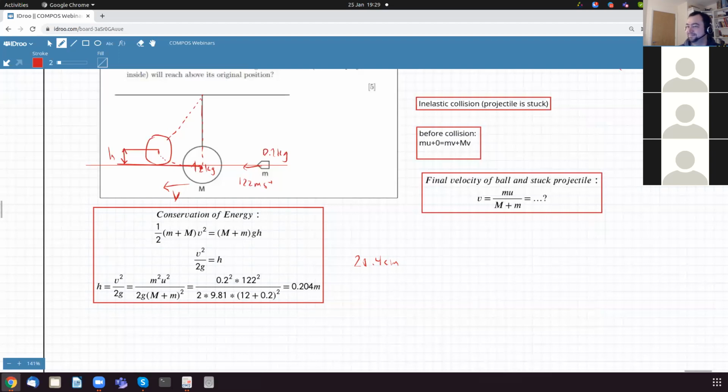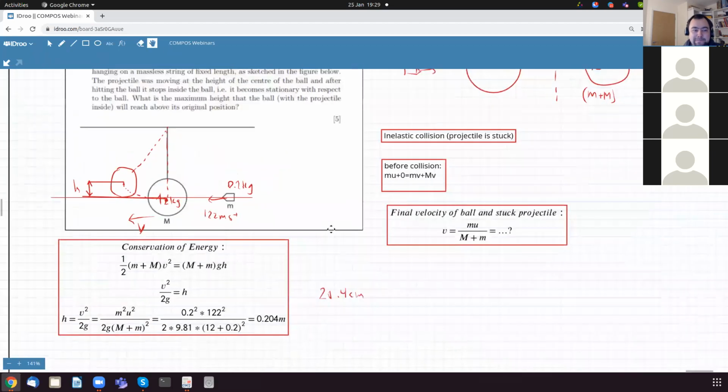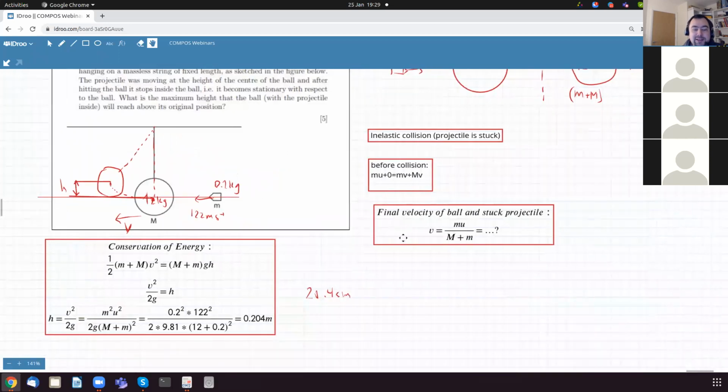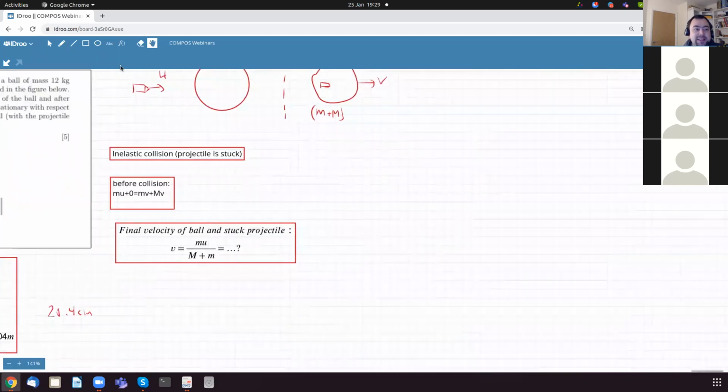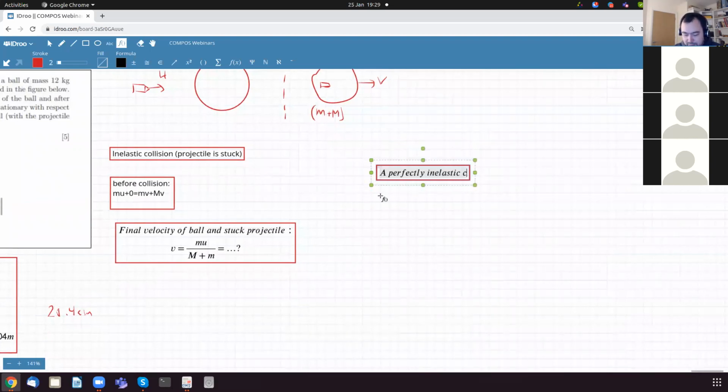Can I just ask a quick question? Yep. How did you know that when the projectile got stuck into that ball, the collision was inelastic? That's the definition of a perfectly inelastic collision. A perfectly inelastic collision is where the objects get stuck together.